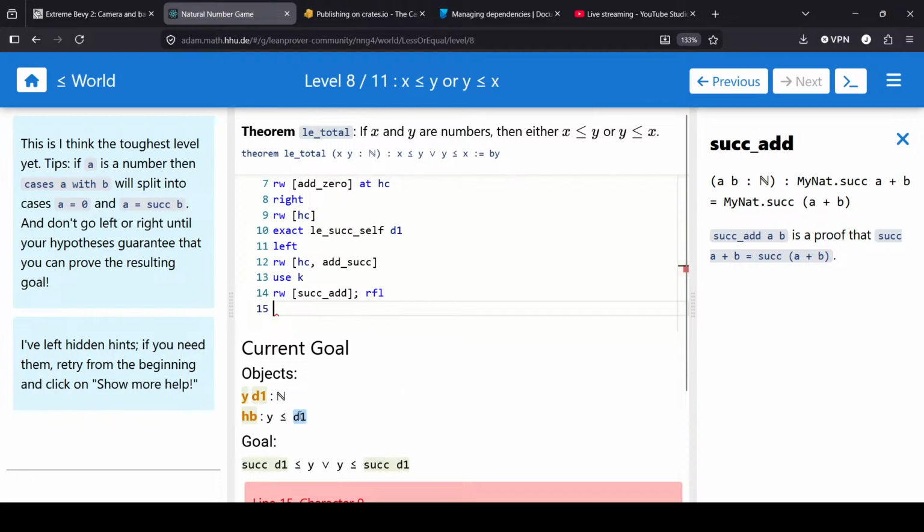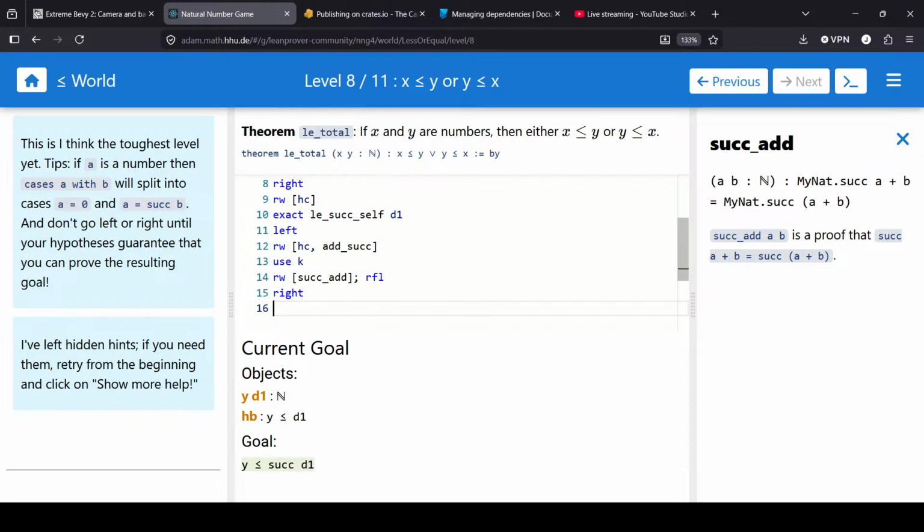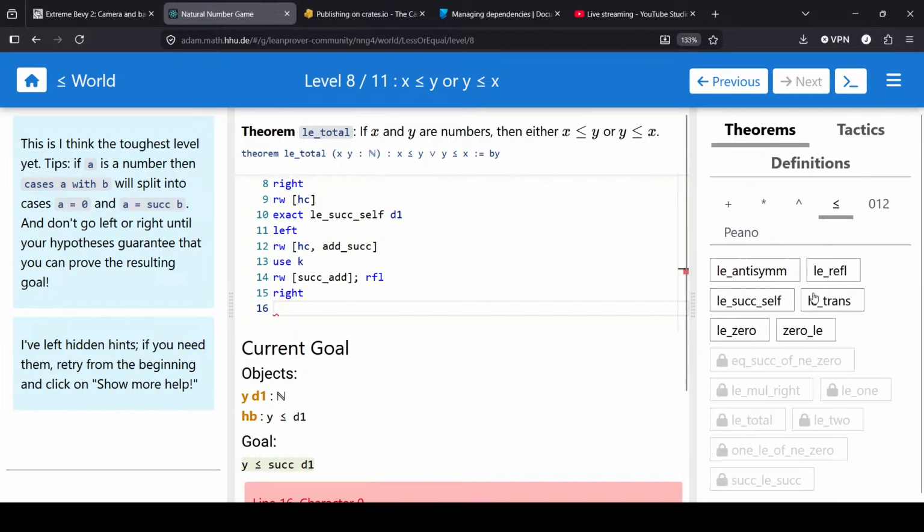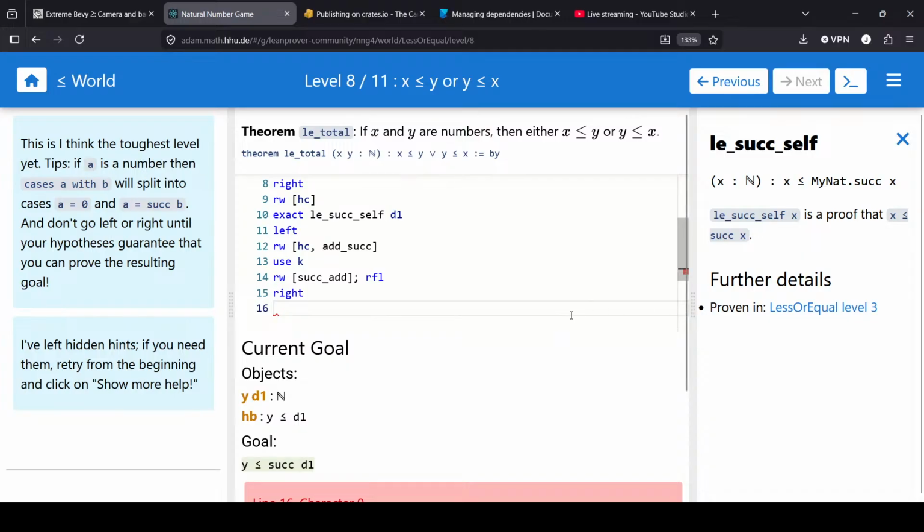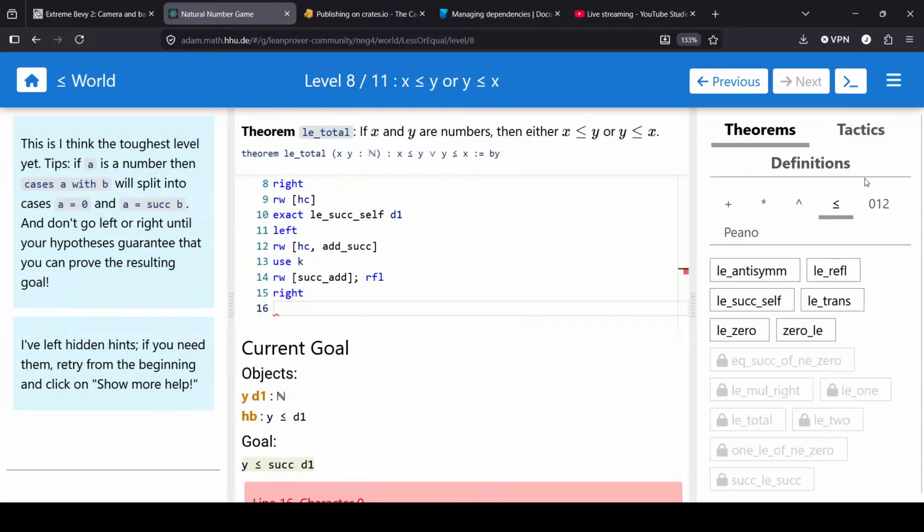Well, can I not just... So, if y is less than or equal to d1, then y is less than or equal to the successor of d1, right? Isn't that trivial? This should be trivial. I swear there's a thing for this. That's the only one with suck, though, isn't it? But I know that this is doable. This has to be provable at this point.